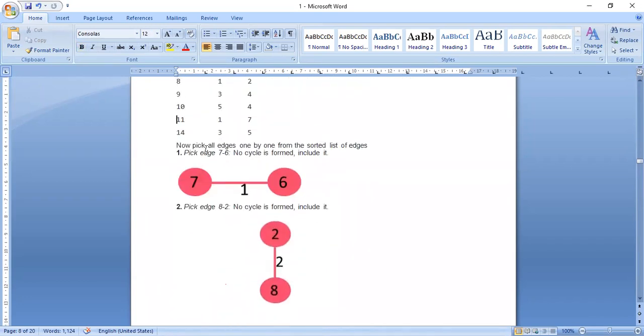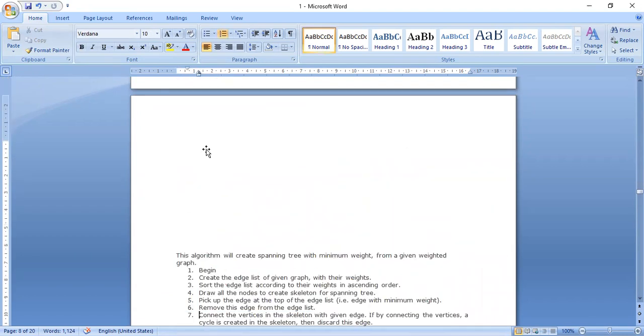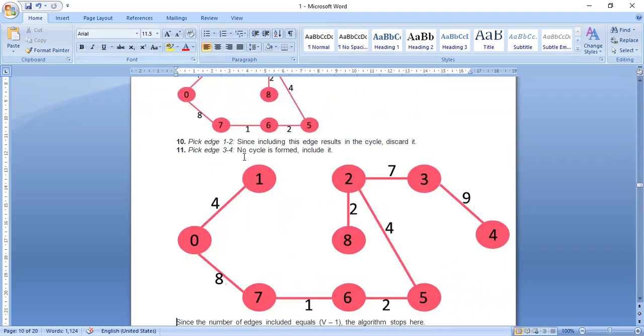Next one. The next edge has weight 11. What are the source and destination vertices? 1 and 7. If I add 1 and 7, then also a cycle is formed. You can see here, the cycle is formed. So I will not add the 1, 7 edge to the given minimum spanning tree.